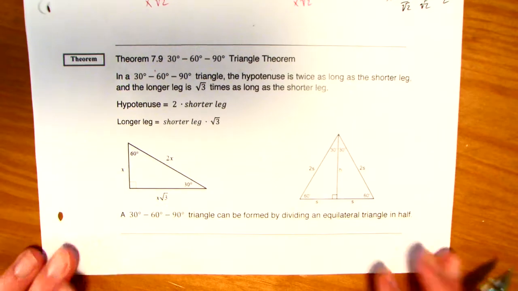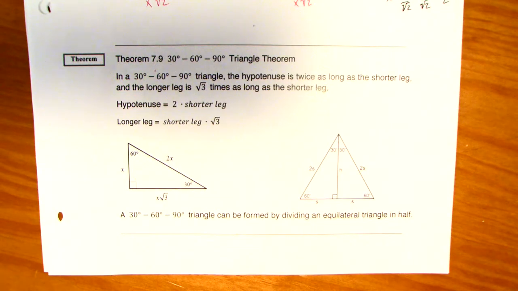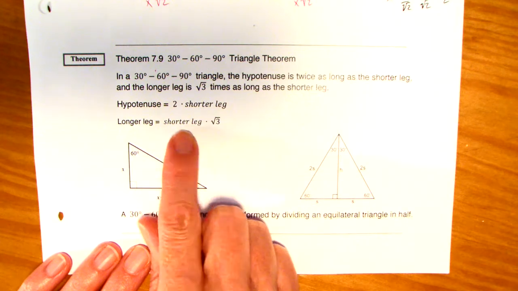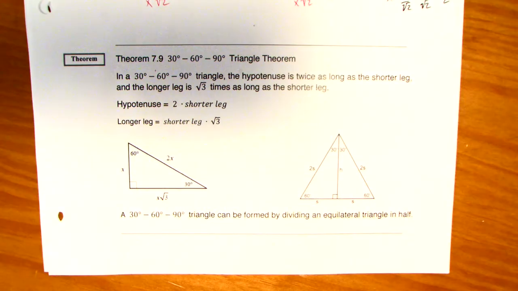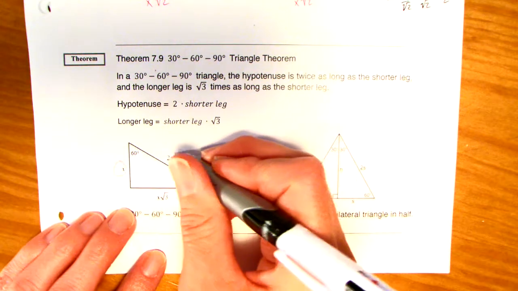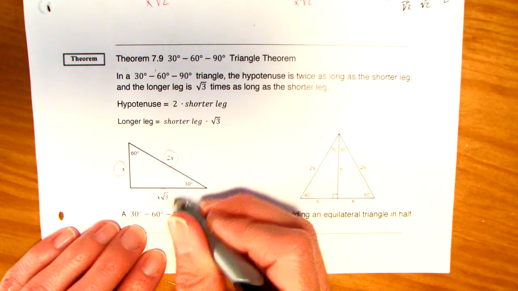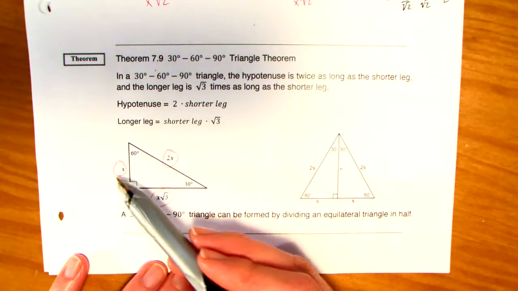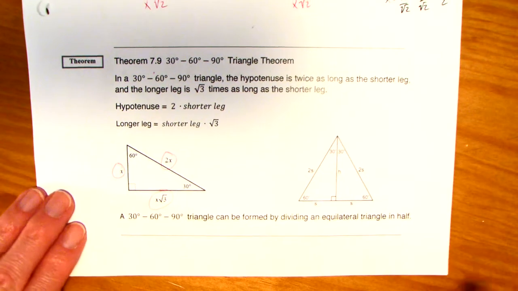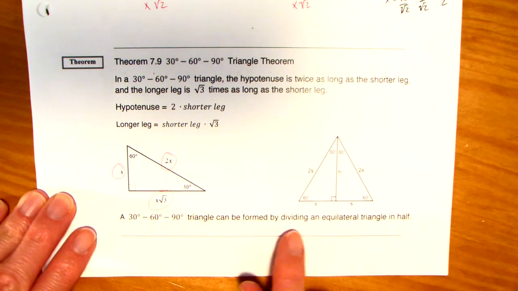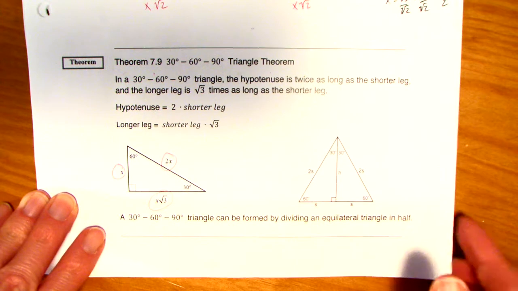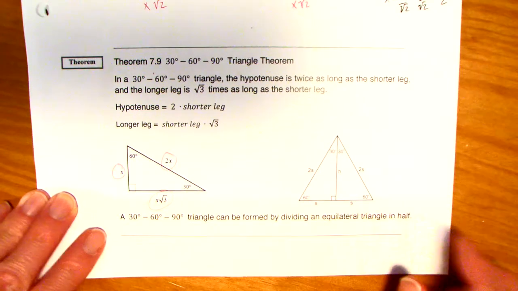How about the 30-60-90? This is another one that you have to remember. The hypotenuse is equal to 2 times the shorter leg, and the longer leg is shorter leg times square root of 3. Like, what? What I want you to remember is the short leg is x, hypotenuse 2x, longer leg x square root of 3. So think of 1, 2, 3, kind of. That might help. So a 30-60-90 triangle can be formed by dividing an equilateral triangle in half. Not necessarily isosceles, definitely equilateral.